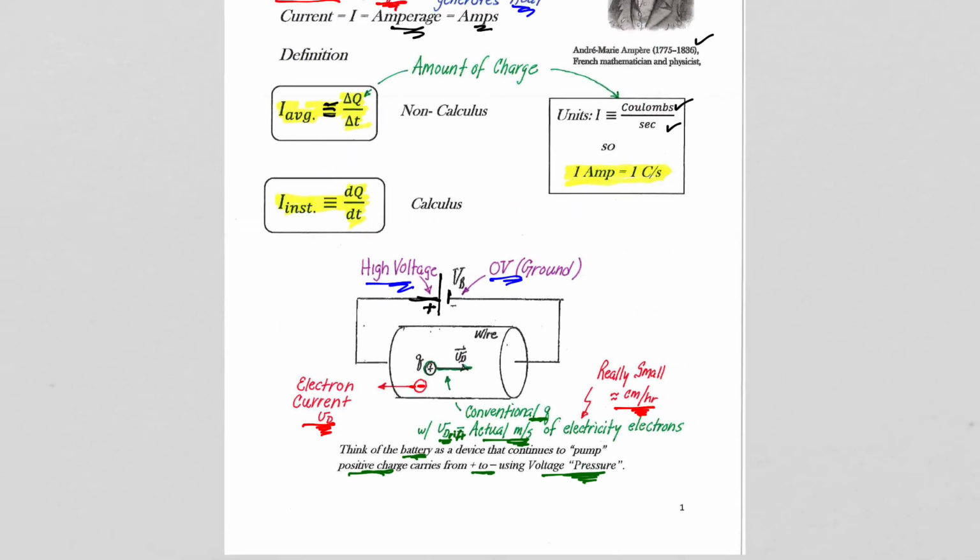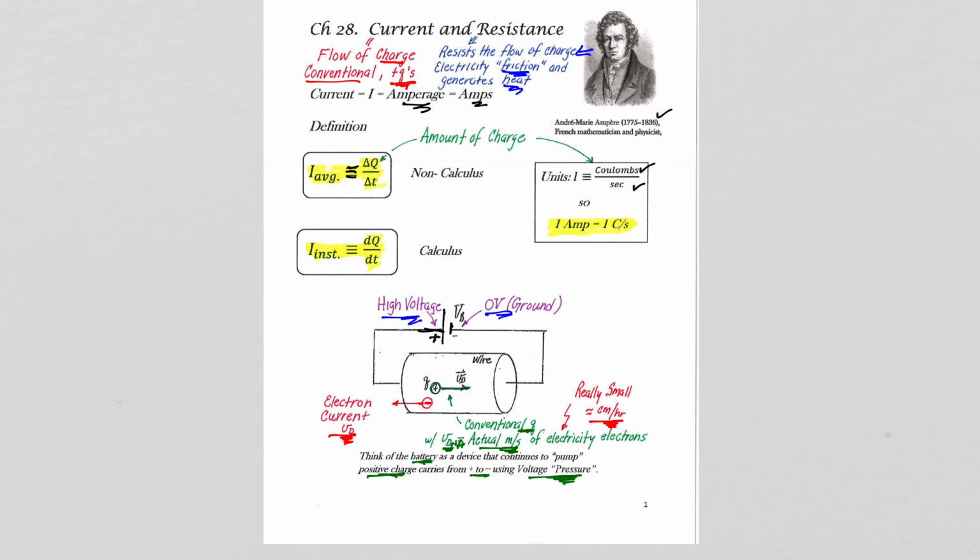So that's our introductory page of notes. Of course, and I kind of skipped it here a little bit, we'll have a non-calculus or average flow of charge, and we'll talk about a calculus instantaneous flow of charge in this chapter as well. But pause the video, make sure your annotations are complete.